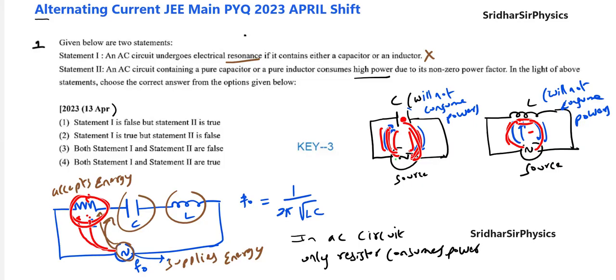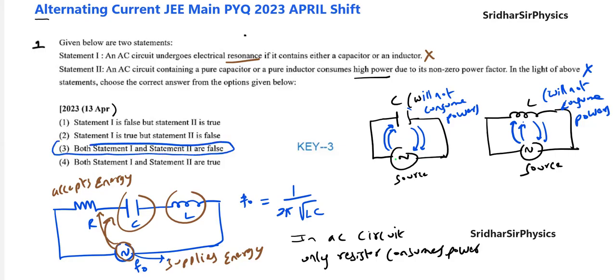So what is the conclusion now? Both the statements are wrong. Both the statements wrong. So we'll pick up the third statement. Both the statements are false. Okay, fine. It's a very good question.